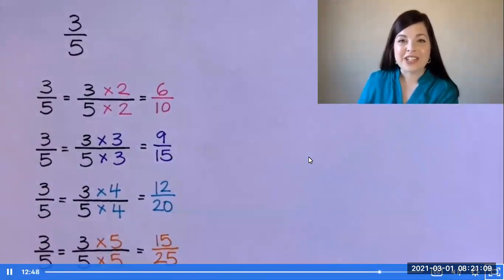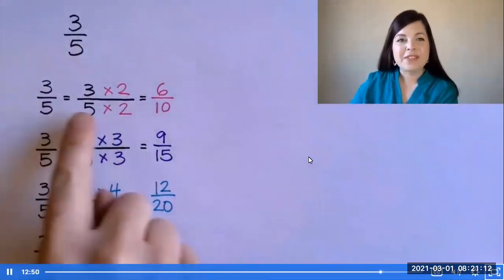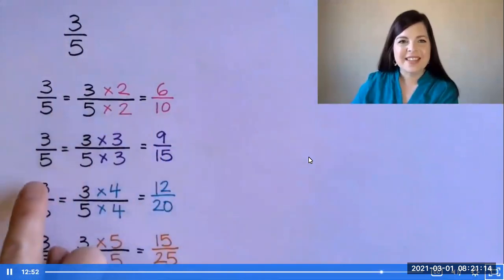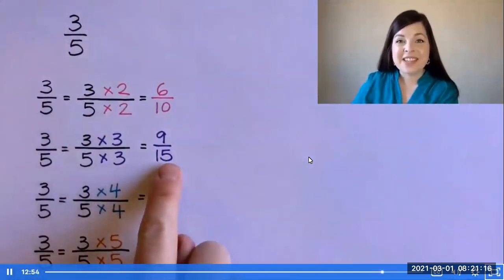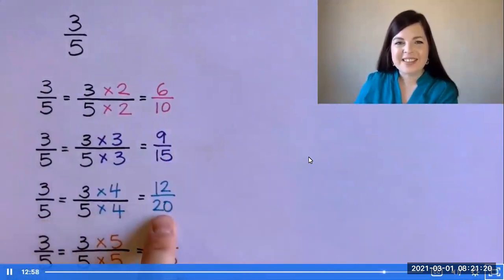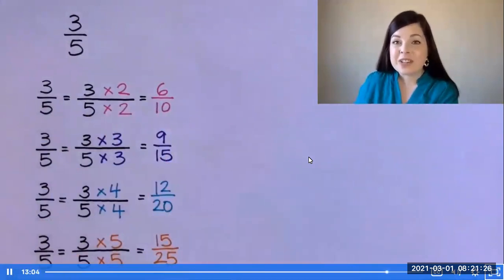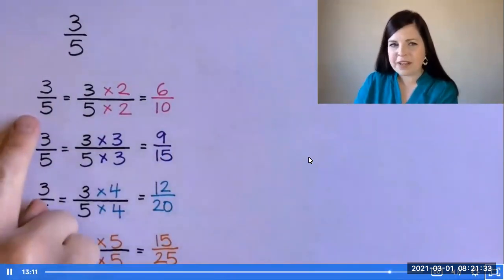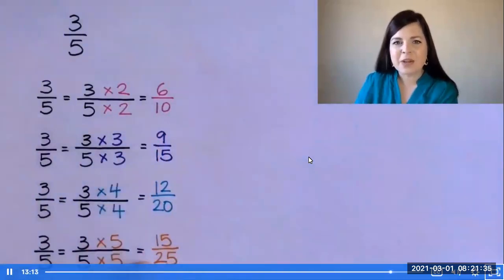Let's read the equivalent fractions. 3/5 equals 6/10. 3/5 equals 9/15. 3/5 equals 12/20. 3/5 equals 15/25. Now, of course, these aren't the only correct equivalent fractions for 3/5. How is it possible that 3/5 has so many different equivalent fractions? Pause the video to talk out your thinking.